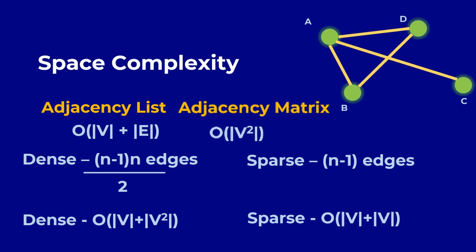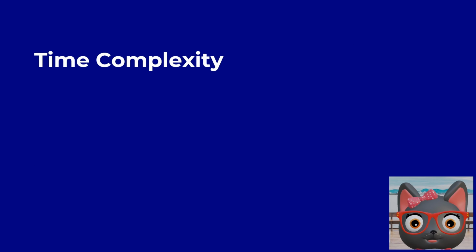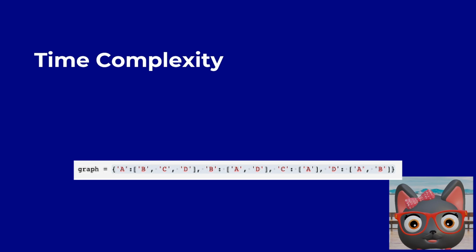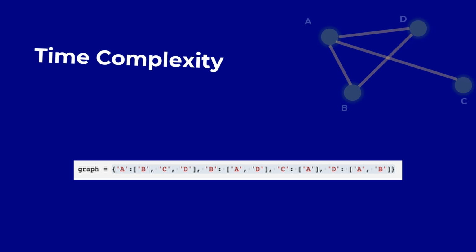In any case, what we learned here was that when it comes to space complexity, adjacency matrices are more optimal for dense graphs and adjacency lists are more optimal for sparse graphs. Okay, but that's only one part of our analysis. Now let's analyze time complexity.